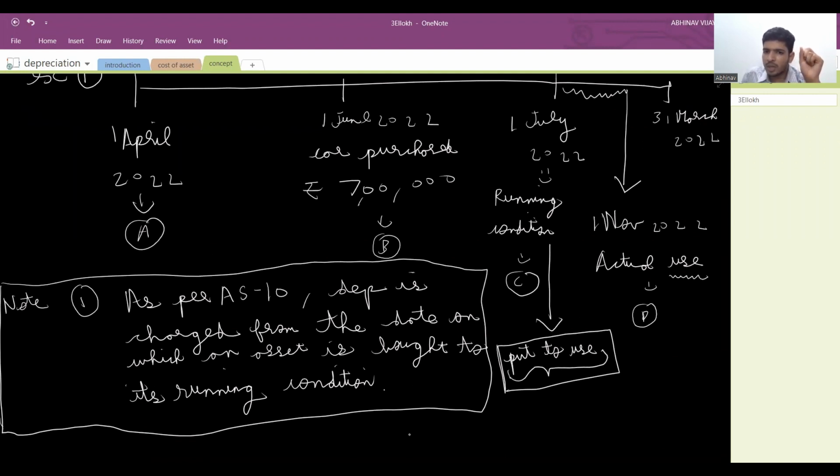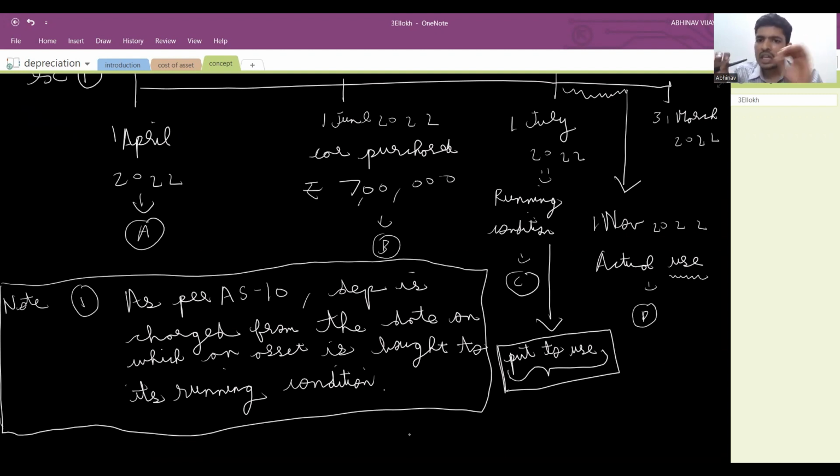What does this put to use mean? Now, if in the question it just says the asset is purchased on a certain date, it's brought into running condition on a certain date, then actual use is on a different date. In that case, you always charge depreciation from the date on which it's brought to running condition.